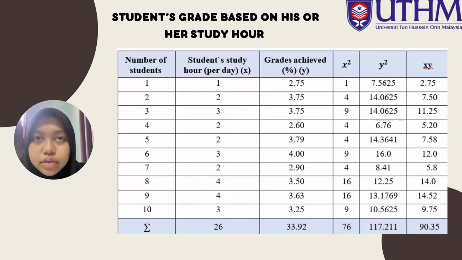Okay, after that you have to repeat until the number of students is 10, the grade achieved. This means you have to take the grade achieved amount and multiply it by the student study hours per day, and then you will get the value for each student. And lastly, you just have to total all of the values, just like that.